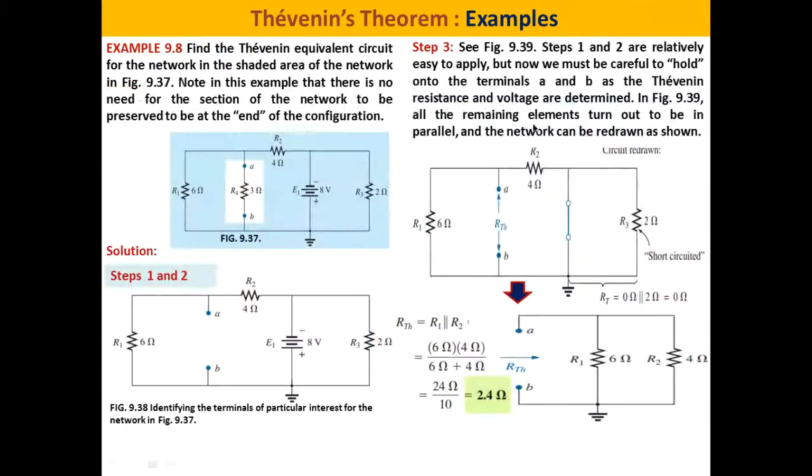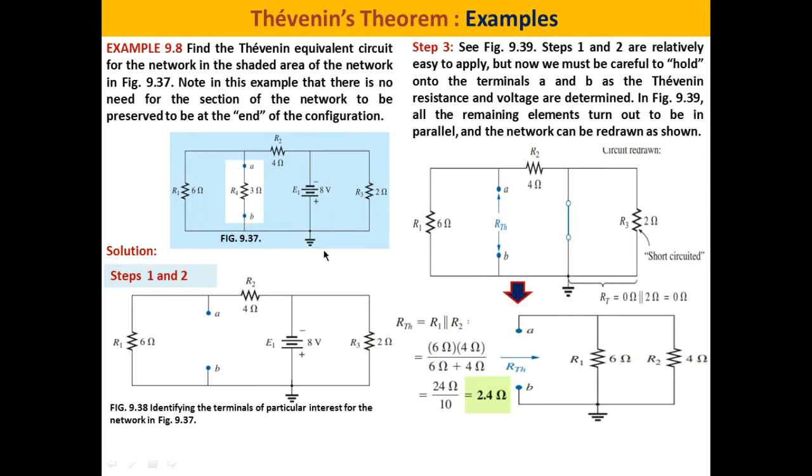Okay, again we will do another example. For figure 9.37, as shown here, what we are interested in is to replace all the portion which is highlighted in blue by its Thevenin equivalent circuit. What you can see here is R4. So R4 should be removed from the circuit, and we should see from AB what is the equivalent, the Thevenin equivalent circuit.